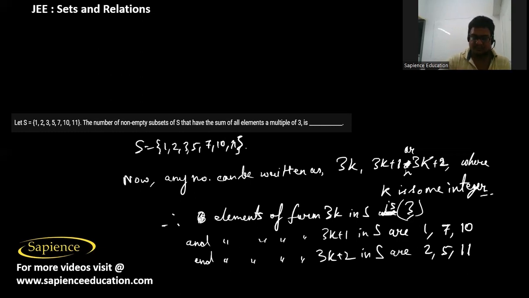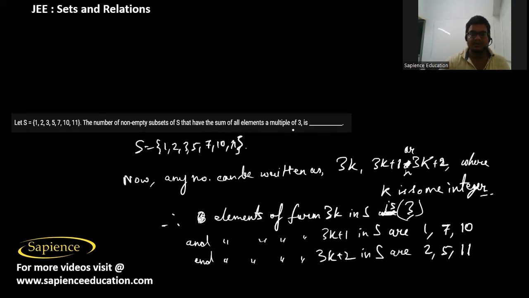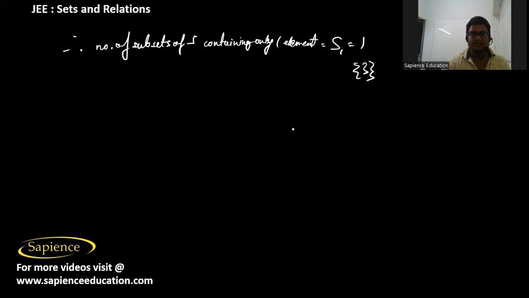Now the number of subsets of S containing only one element, that will be equal to S1, that is 1. Since only it should contain 3, only then the sum of all the elements will be a multiple of 3.